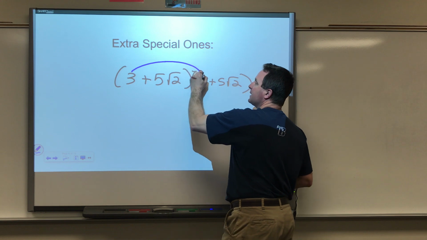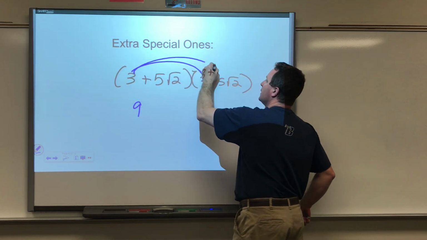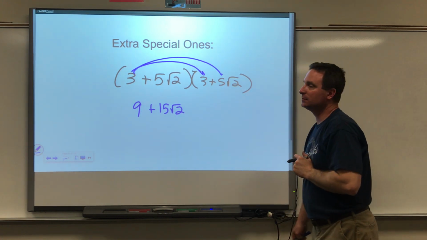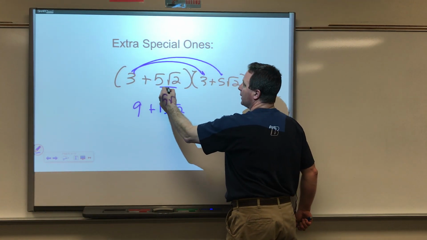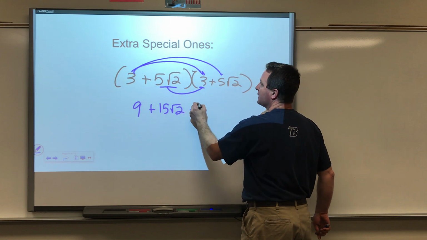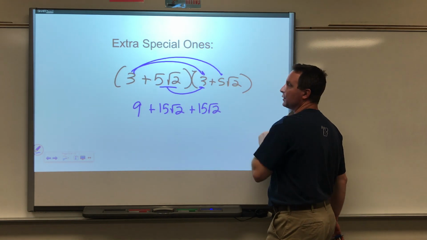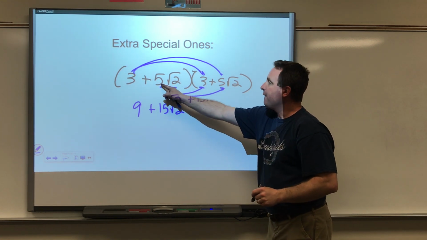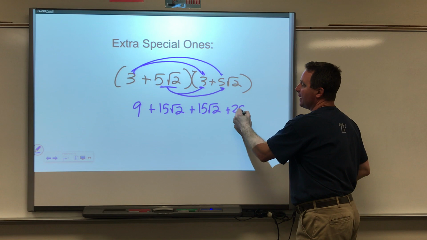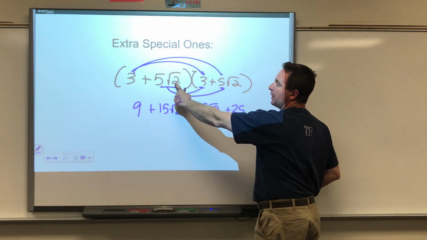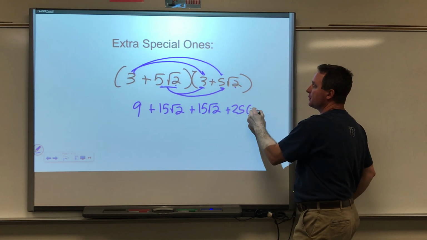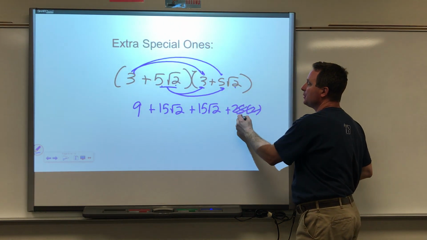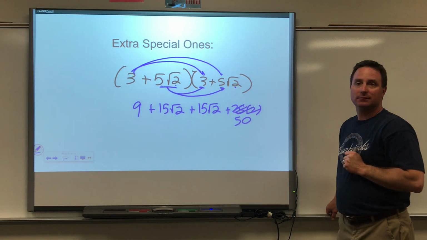Okay, so here we go. 3 times 3 is 9. 3 times that is 15 square roots of 2. Then I go to my middle term and I distribute it. 3 times 5 is another 15 square roots of 2. And this is the tricky one right here. 5 times 5 is 25. But don't forget the radical part. The square root of 2 times the square root of 2 turns into a big 2. And 25 times 2 is 50.